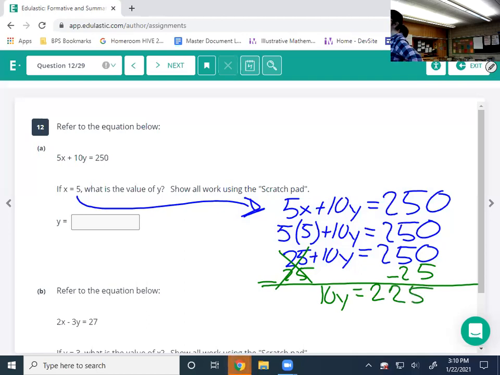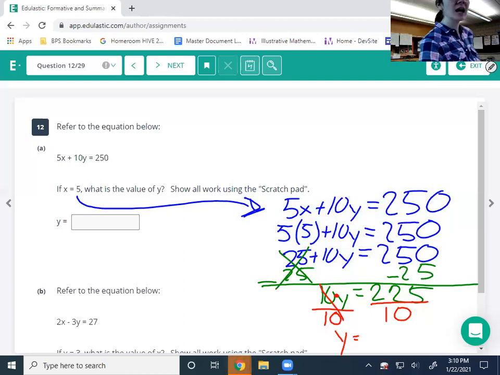I'm left with 10y is equal to 225. Then I know that the 10 is attached to my y through multiplication. So to undo that and get my y by itself, I have to divide by 10. y is going to be equal to 225 divided by 10. If you grab your calculator, 225 divided by 10 is 22.5. So y is equal to 22.5.